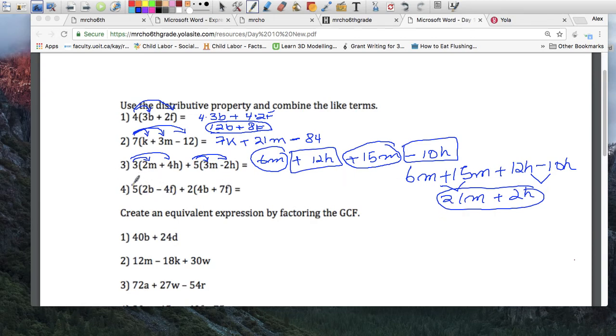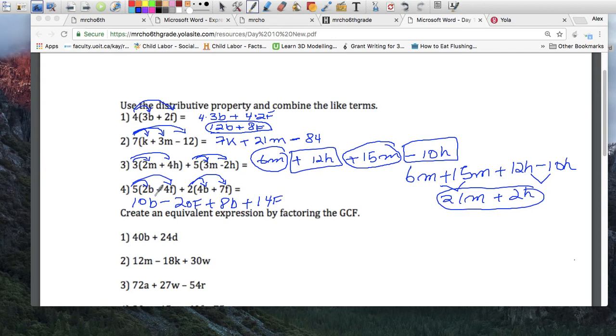Next one, 5 times 2b, I get 10b, minus 5 times 4f is 20f. And multiply these two, plus 8b, and plus 2 times 7f is 14f. And again, this is very similar to the previous problems, where I can combine like terms. And I made a mistake here. Well, not a mistake, because we haven't dealt with negative integers, so I'll do it anyway.